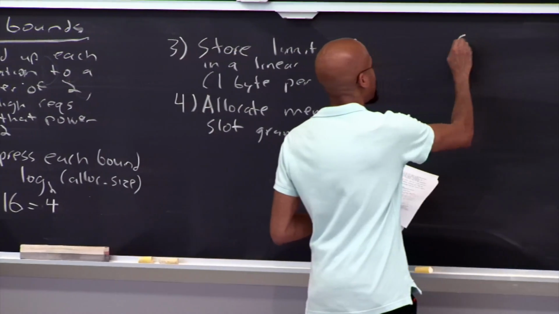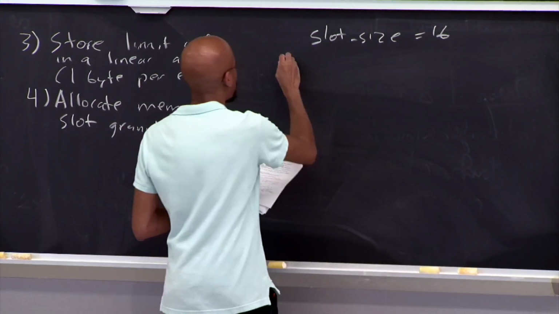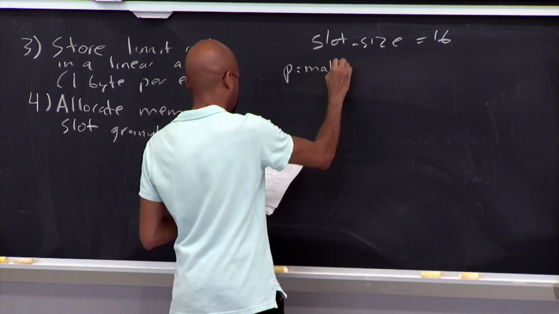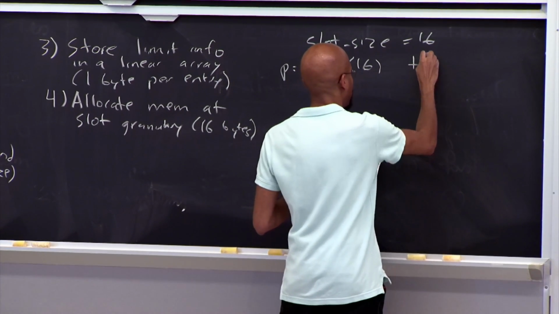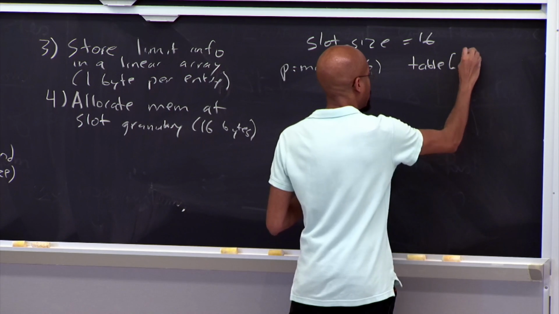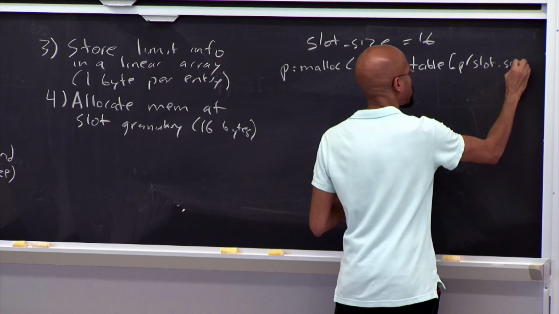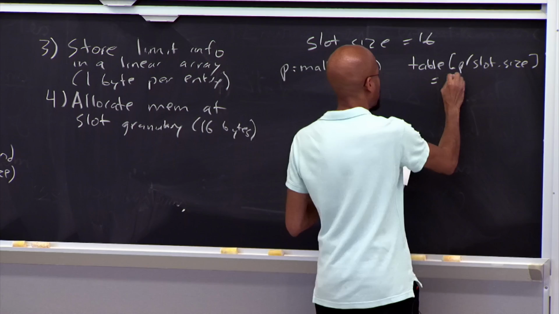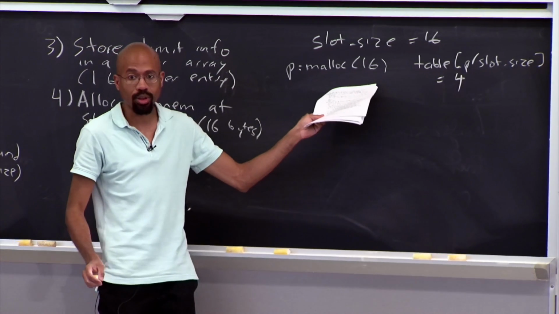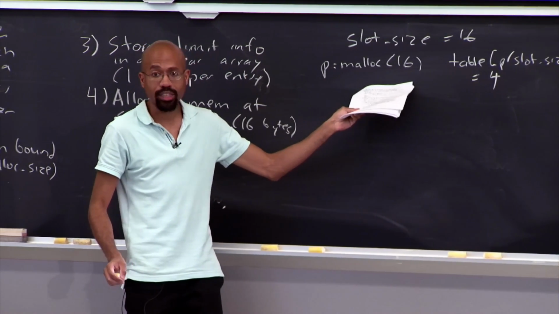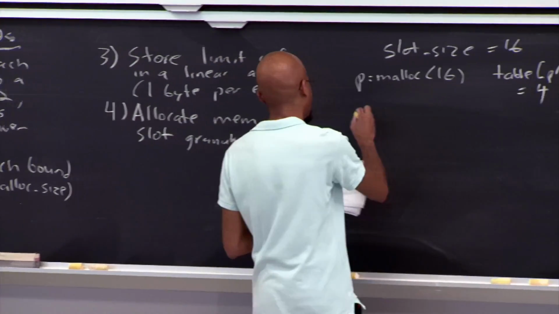So imagine that you have a slot size which is equal to 16. If you do p equals malloc(16), what's going to happen? In this bounds table, we take that pointer divided by slot size, which is going to equal 4. In that bounds table, we're going to put the logarithm of the allocation size in the table. Does that make sense?